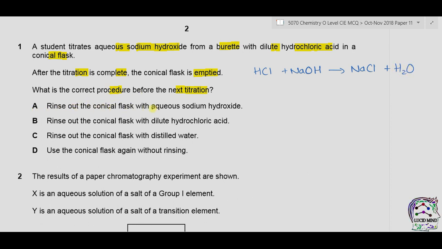A. Rinse out the conical flask with aqueous sodium hydroxide. This is incorrect because distilled water is used. Again, B says to rinse it with hydrochloric acid. This is also incorrect because this will change the readings. C. Rinse out the conical flask with distilled water. This is a true statement. Part D. Use the conical flask again without rinsing. Now this is incorrect because there are components present in the conical flask that need to be washed. Correct answer is therefore C.